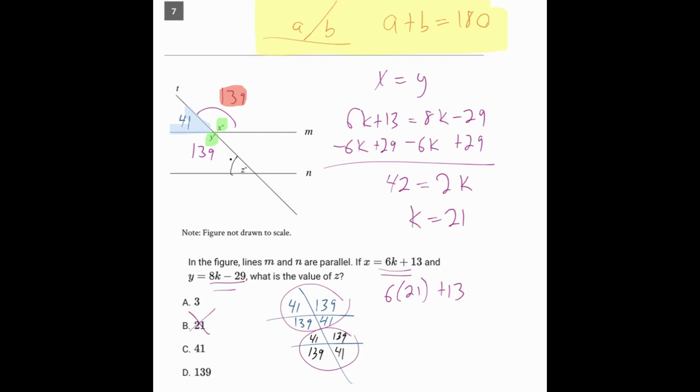So what is Z going to be? Well, Z is this part right here, and we can see in our diagram here that it's 41. So the answer here is C.